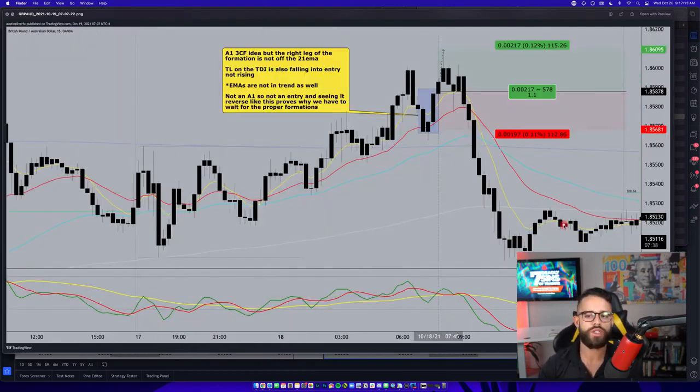Now, here's an important entry. This is GBP AUD. We'll wrap up with this one since we just did a lot. Here, this is very close to an A1 entry. As you can see, it ends up being a losing trade. It only goes about 1.1R. This body is not off the 21 EMA. That disqualified it from being an A1 entry.